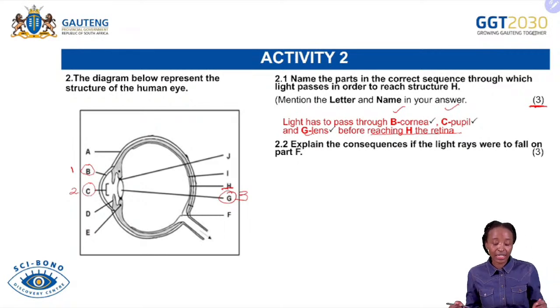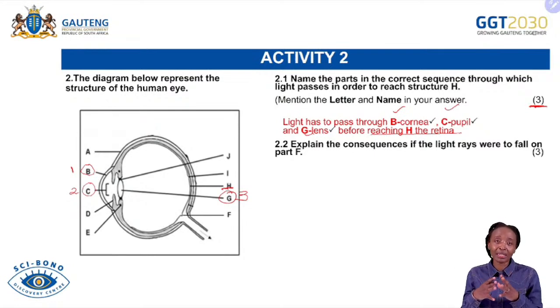Then 2.2 says, explain the consequences if the light rays were to fall on part F. Remember, we talked about 2 parts that are sort of dented. The first part, we said it has mostly the cornea. There's a high concentration of cornea in that part.